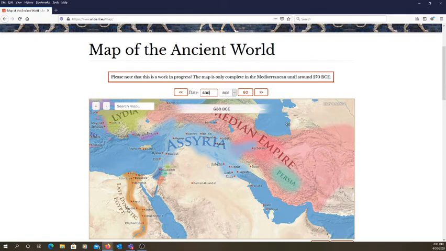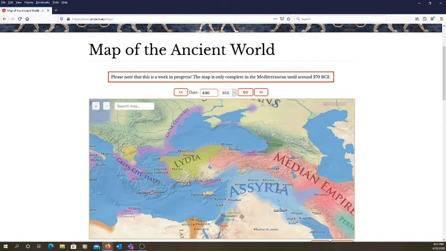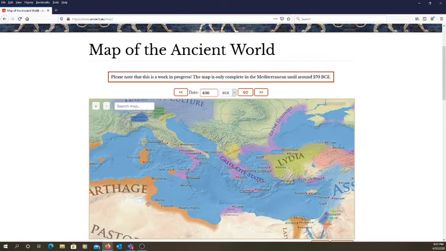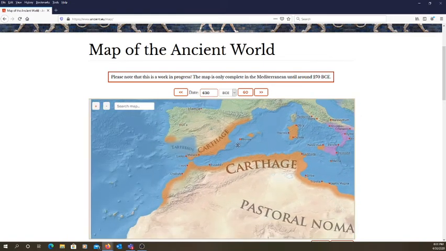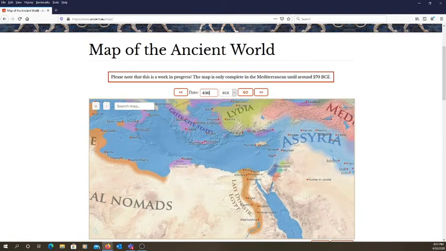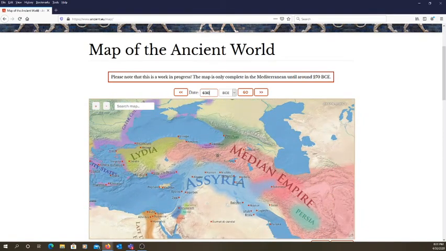Persia is started. The Assyrians are in control of the region. The Greeks are really, really starting to colonize a lot more. Carthage is in the picture. The world is changing quickly, very, very quickly.